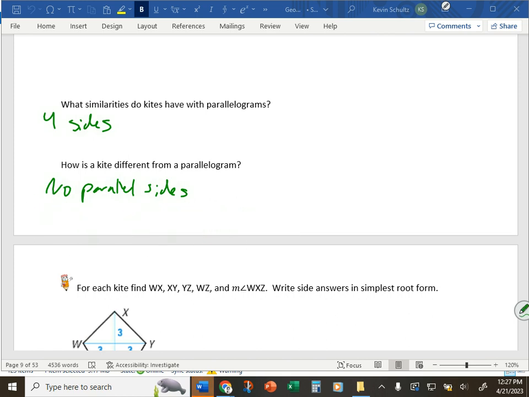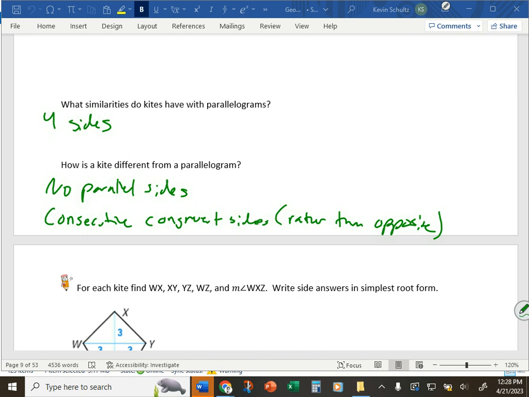We already had that one. What'd you say, Kylie? Congruent. Oh, okay. So with parallelogram, it has those opposite congruent sides. Kites have consecutive congruent sides, rather than opposite. Okay. What else? Interior angles add up to 360 degrees. Sure. Okay. An interior angle sum of 360.